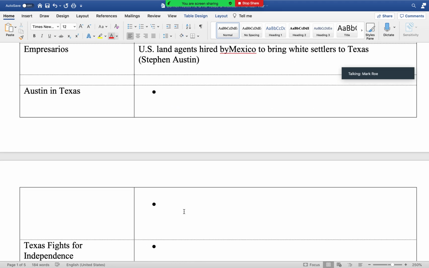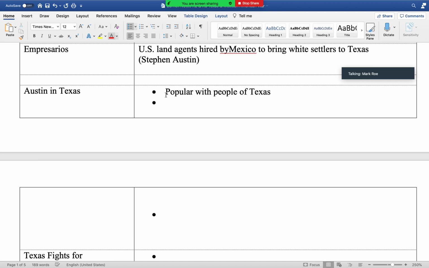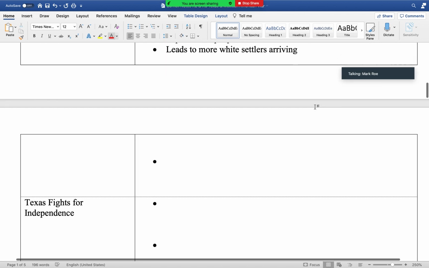I would understand that Austin, when he was in Texas, became very popular with the Texans, the white people, I guess you could say, that were living there. He was kind of like their George Washington of sorts for a period of time. But he was popular with the people of Texas, the white settlers at least. And eventually what's going to happen is it leads to some more white settlers arriving in Texas. Over a period of about 4 years, the white population of Texas is going to double and then some. And I would also note that that's going to bring some other challenges.